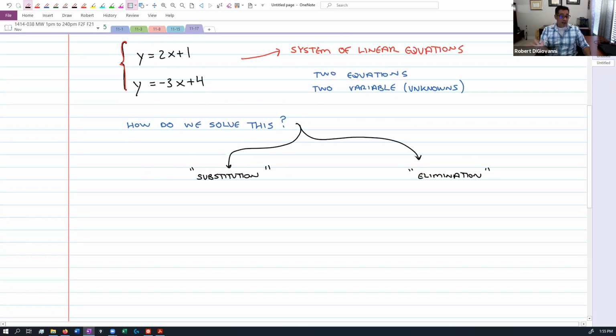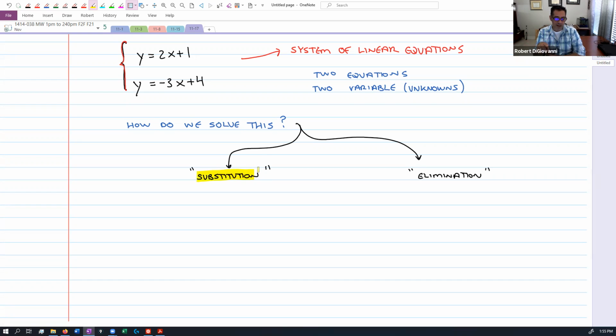And what I always tell my classes is do not marry one of these, okay? Don't get married to one of these methods. Be willing to use both, because sometimes substitution is better than elimination. Sometimes elimination is better than substitution. A lot of students will just say, oh, I really like substitution, I'm gonna do substitution, and then they totally don't even pay attention to elimination.